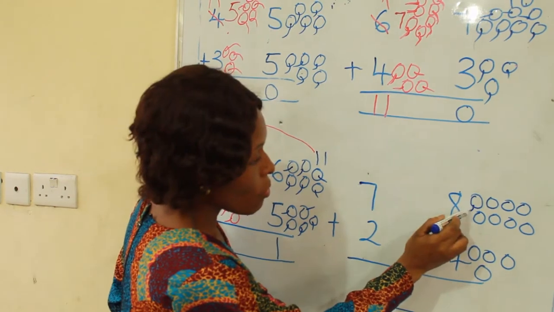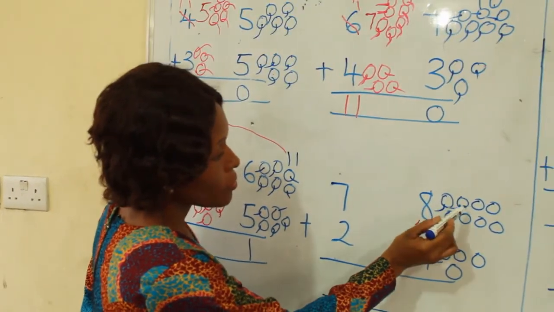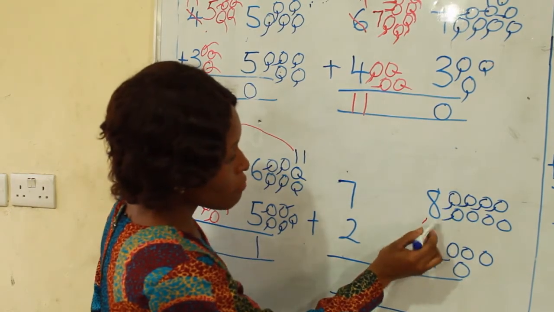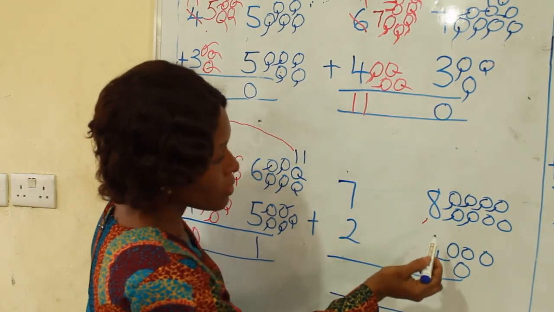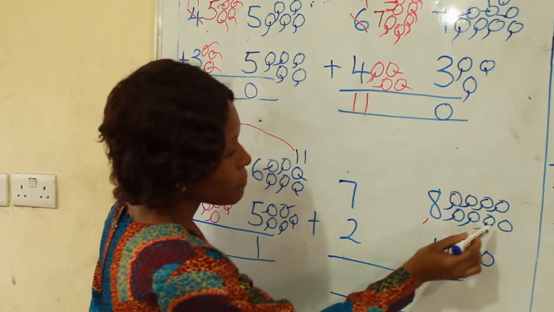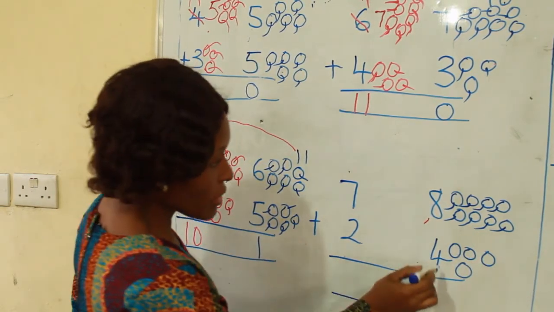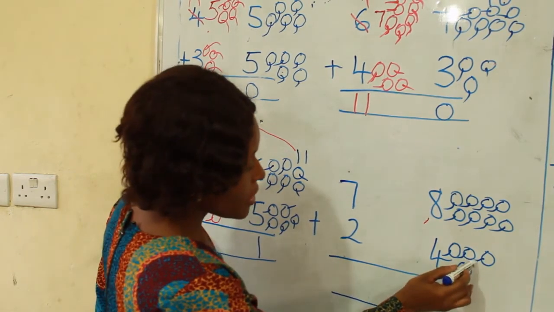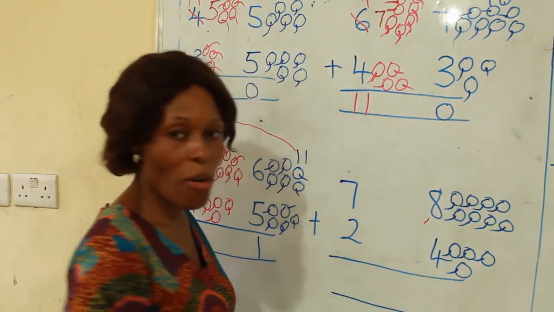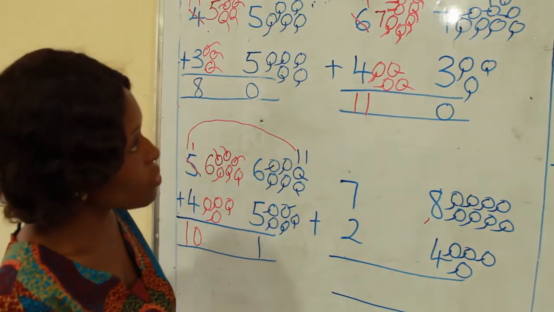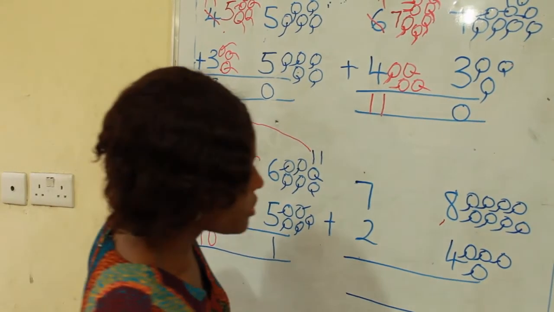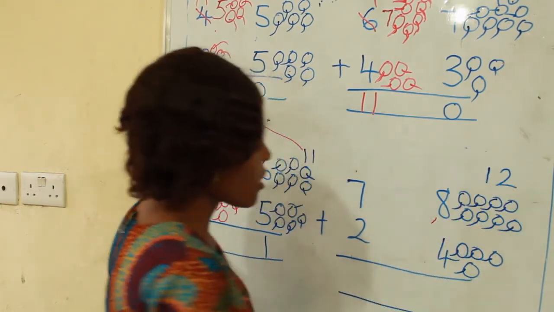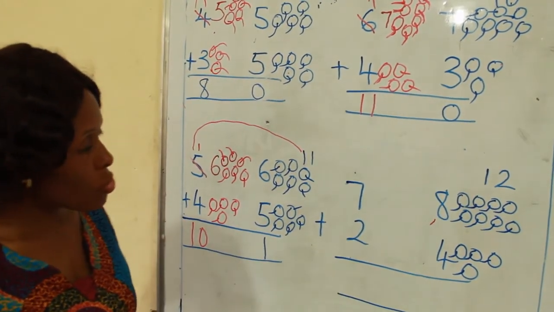Count with me. 1, 2, 3, 4, 5, 6, 7, 8. Go down and continue. 9, 10, 11, and 12. So our answer is 12. So we come here and write our answer, which is number 12.